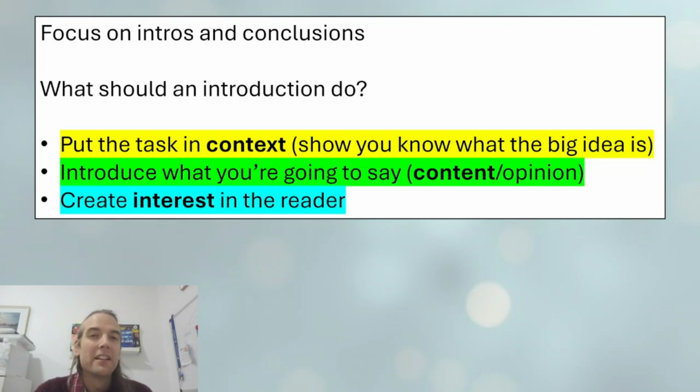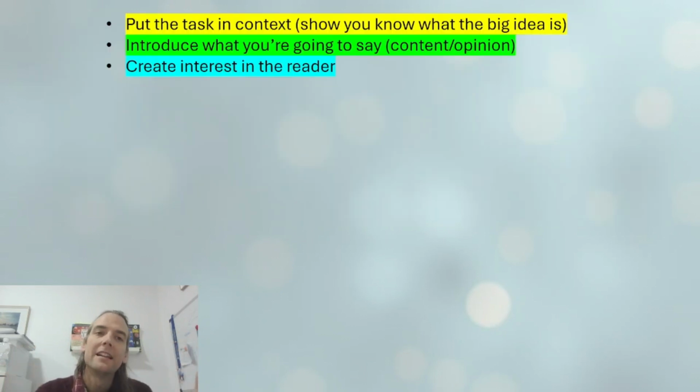And there is one more. You want to create some interest in the reader. For every text type, one of the sub-criteria for communication is, do you make the reader want to read it? Do you keep the reader's attention? And you do that by making it interesting. How exactly? We'll look at in a minute. But like we talked about in the communication criteria, it's about being specific, being clear, using different techniques that we'll talk about. So I think these three things, context, content, and interest, those are the three things you need to remember for every introduction.